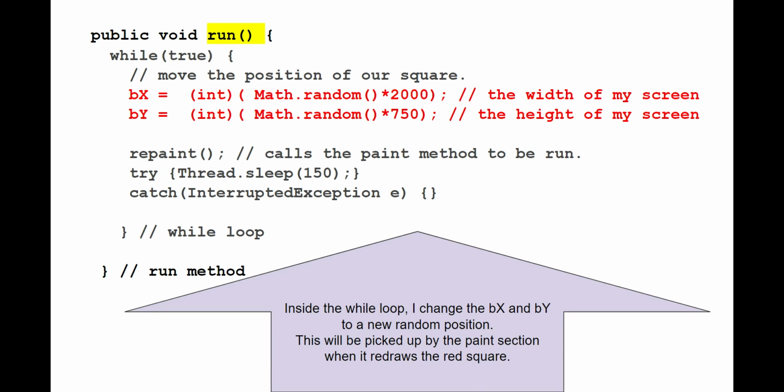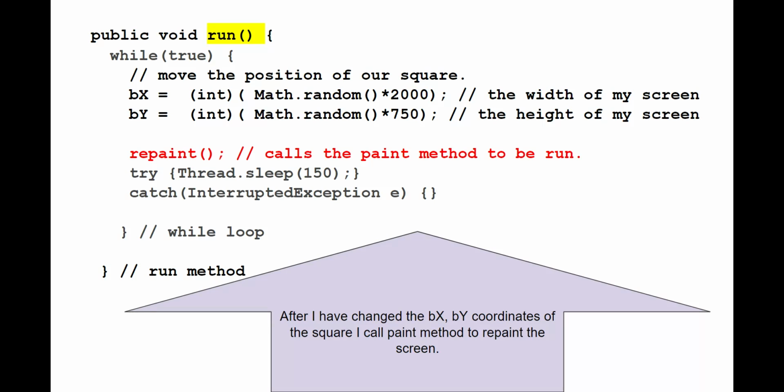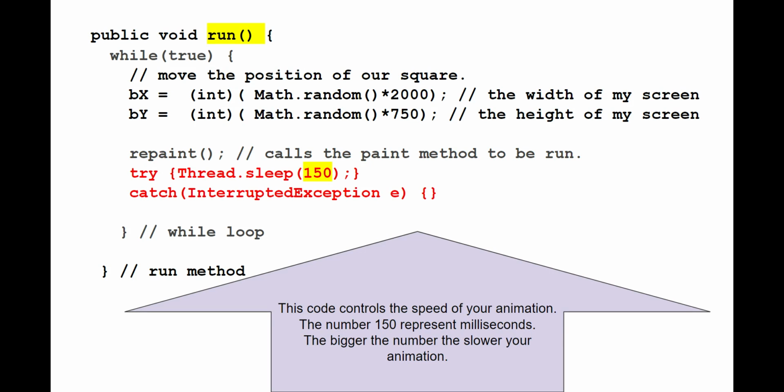All right, inside the while loop, I have repositioned bx and by. I've generated two new random numbers, which means that the square is going to be moved. I then call the repaint method. So after I have repositioned the bx and by, I call the repaint method, which will basically repaint my screen using those new coordinates. And finally, this part here controls the animation, the try and catch.